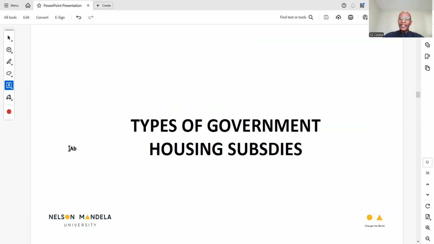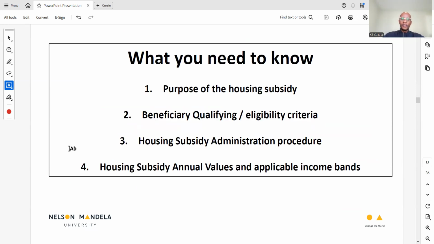Now, what are the types of government housing subsidies? What you need to know is the purpose of the housing subsidy. This is for the purpose of you to understand, and secondly, for the purpose of you to be able to explain in an exam: beneficiary and eligibility in terms of qualifying criteria, housing subsidy administration procedure, and of course, the housing subsidy annual values and applicable income bands.